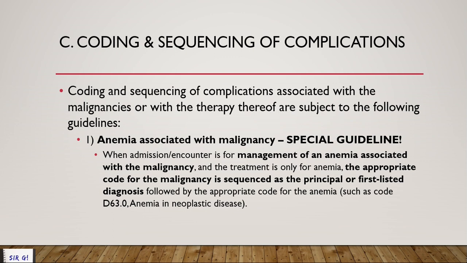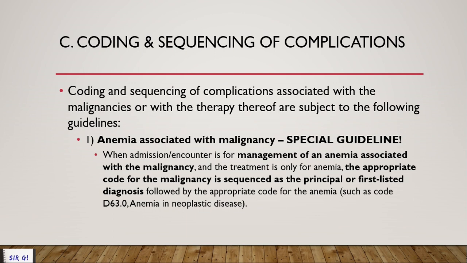Anemia associated with malignancy. What I mean by associated is that the patient suffered anemia due to malignancy. The common example here is, for example, cancer of the bone or cancer of the kidney, where there is decreased production of your RBC or red blood cells that may be associated with anemia. So if it's stated in the scenario that the anemia is associated with malignancy, remember my guideline a while ago: the principal or first listed diagnosis should always be the reason for encounter. But this is an exemption to this guideline. That's why I called it the special guideline.